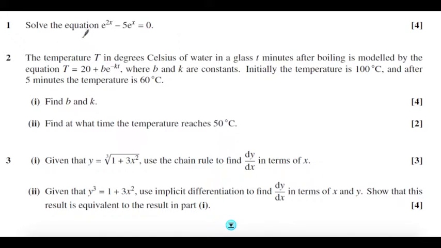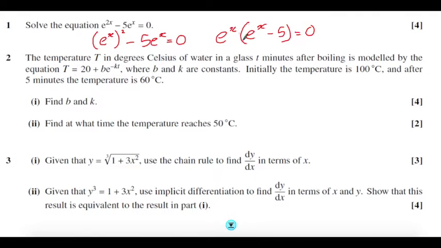Right, so question 1, solve the equation e to the power of 2x minus 5 e to the x equals 0. The trick to this question is you need to spot this really is a quadratic in e to the x. So we've got e to the x squared minus 5 e to the x equals 0. So we need to factorise out e to the x in the same way you'd factorise x squared minus 5x. So it should look like this: e to the x times e to the x minus 5 equals 0.